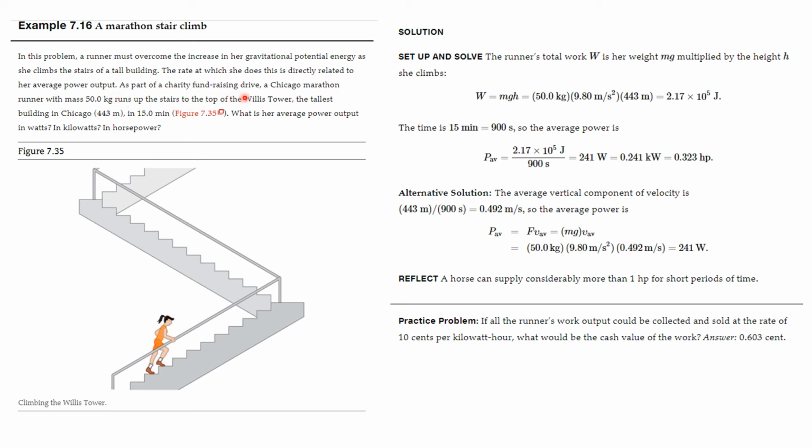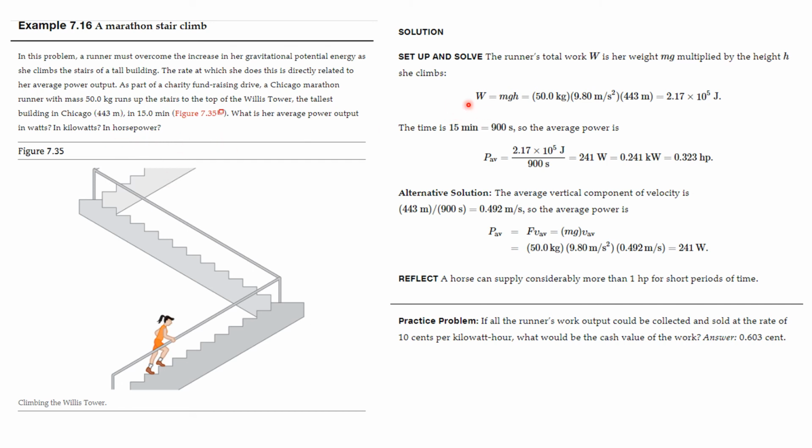Now, as part of a charity run, a Chicago marathon runner with a given mass runs up the stairs to the top of the Willis Tower, still the tallest building in Chicago, in 15 minutes. They're really moving pretty fast. What is her average power output in watts, in kilowatts, and in horsepower?